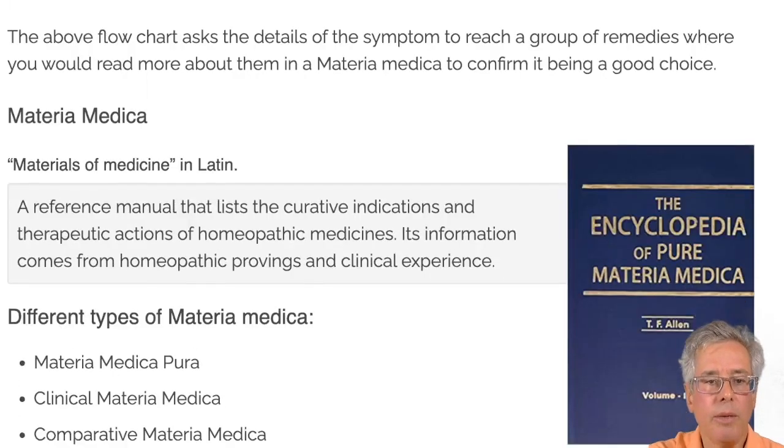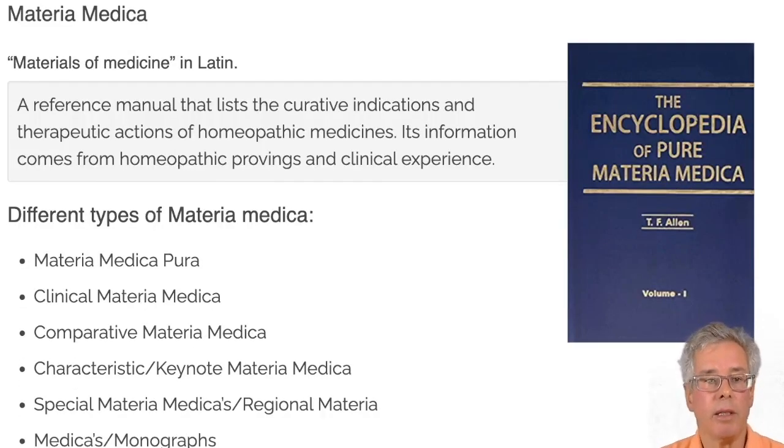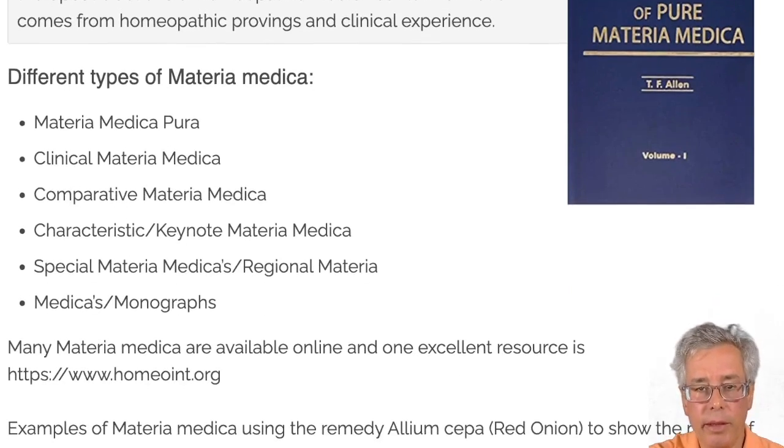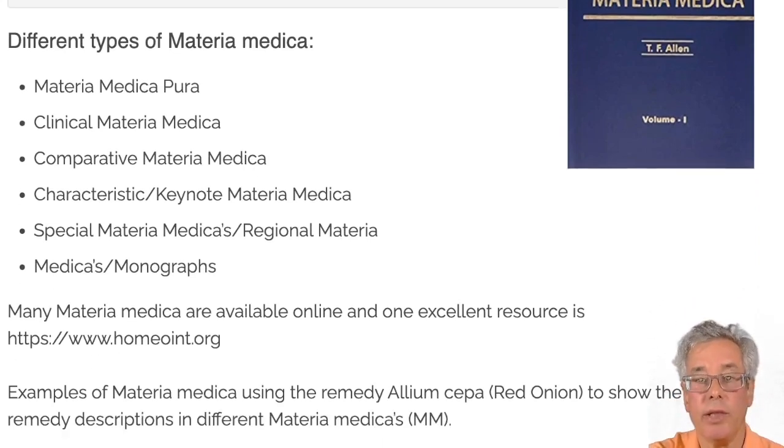So then we come to books called Materia Medica. I've mentioned them in the last lesson as well. And these are the materials of medicine in Latin. So that's a reference manual that lists the curative indications and therapeutic actions of homeopathic medicines individually. Its information comes from homeopathic provings and their clinical use and the experience of what it has treated.